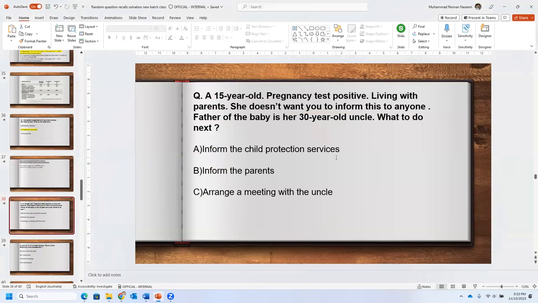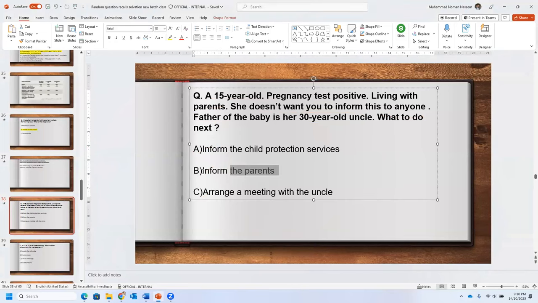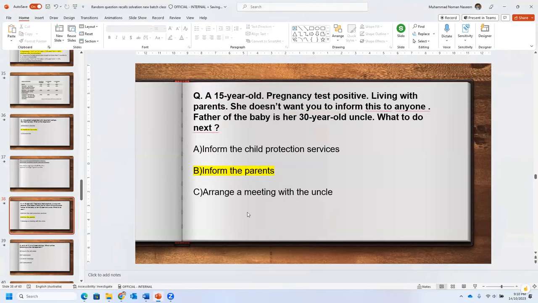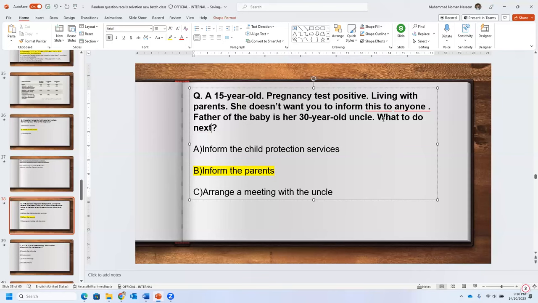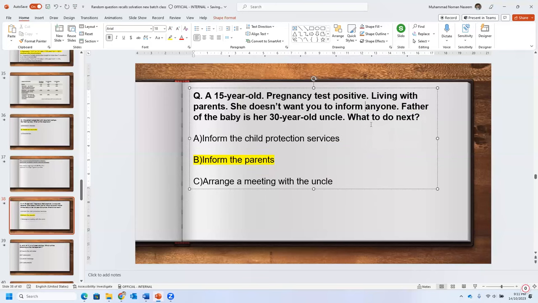Yes, there is a bit of difference. Gillick competence is there. So when a patient is living with guardians and a sexual offense has been done, inform the guardians first and then inform the child protection services. But if she is not living with the parents and has been abused sexually by a 30-year-old uncle, then you don't inform the guardians, you inform the child protection services.